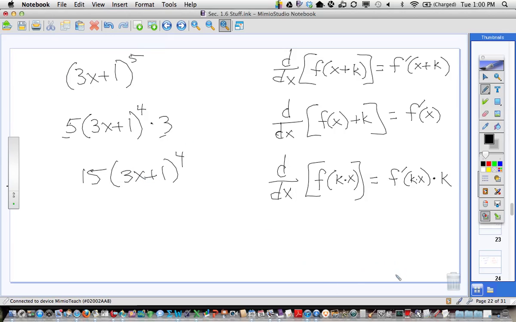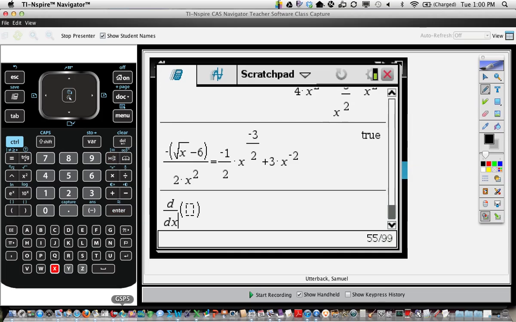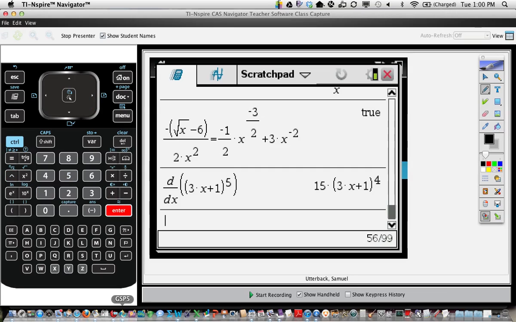So let's do this: 3x plus 1 to the 5th. Sam, go ahead, you're not done yet. 3x plus 1, let's do that derivative. Grab that derivative template again and do the quantity. You'll need another left parenthesis. 3x plus 1, and then that's all to the 5th. Hit enter. And sure enough, we did need to kick out that 3 to get the right answer there.